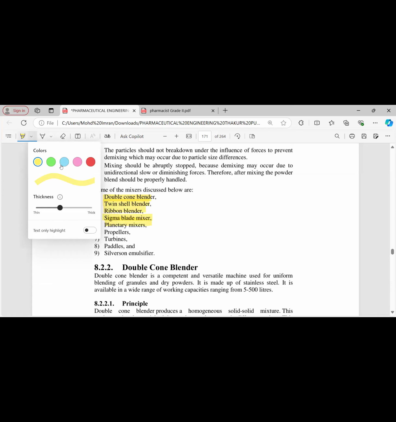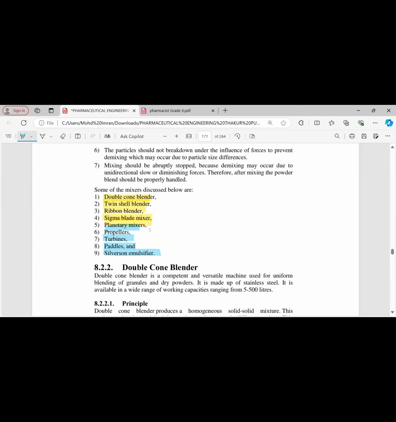I'm changing the color so that yellow is all solid mixing, and blue is all liquid mixing: propellers, turbines, paddles, and especially in emulsions, liquid mixing, Silverson emulsifier. These are the different equipment used in mixing. Please note them down.